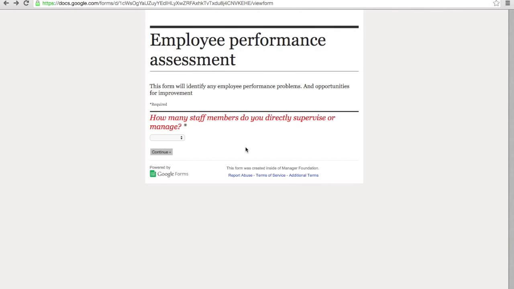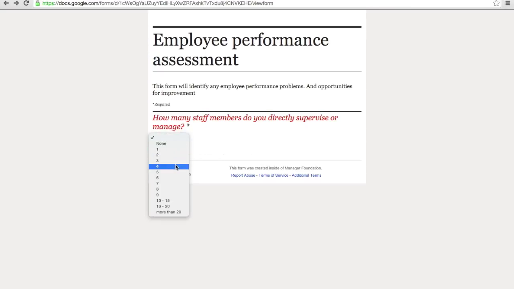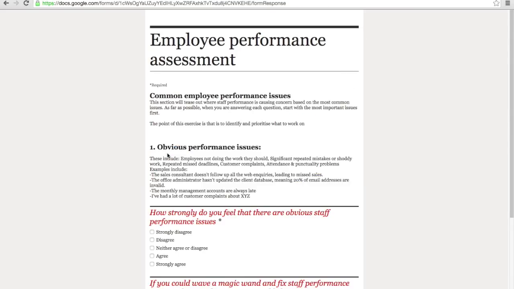Okay, let's kick off the employee performance assessment. You start that by just putting in the number of employees that you're directly supervising or managing, and hit continue to kick off the assessment. This is the first section. It's the common employee performance issues.